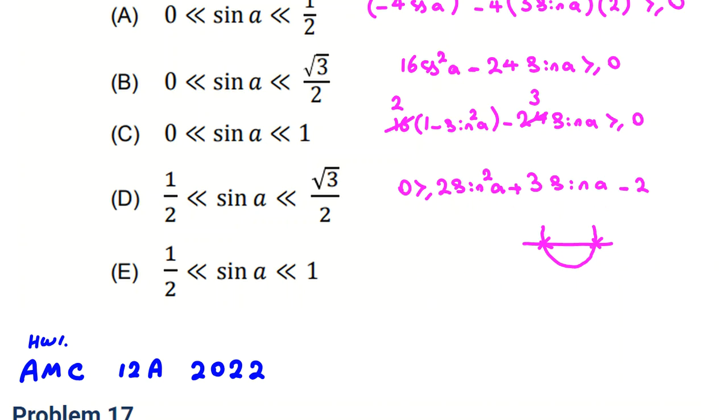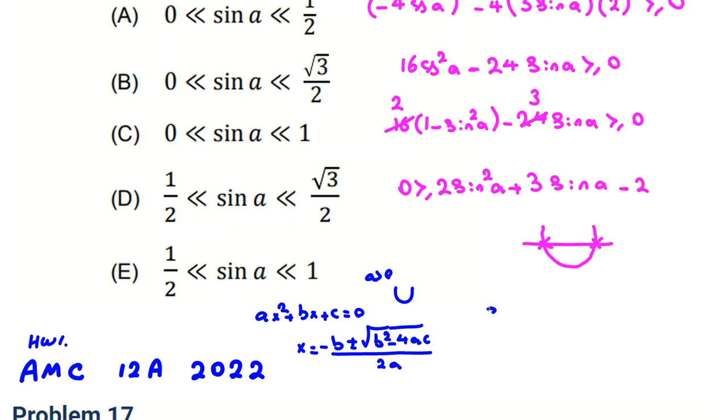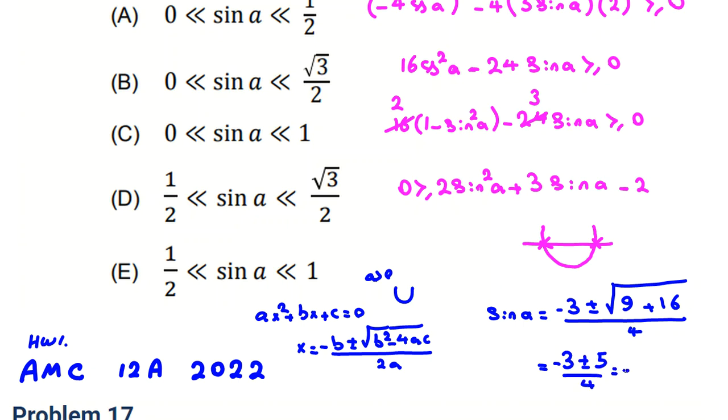So how can we calculate the roots? By the quadratic formula. If we have a x squared plus b x plus c equals 0, then x equals negative b plus or minus the square root of delta, or b squared minus 4ac, all over 2a. And when a is positive, this graph opens up. So sine a, the roots equal negative 3 plus or minus the square root of 3 squared, 9, minus 4 times 2 times negative 2, which is 16, all over 2 times 2, which is 4. So it will be negative 3 plus or minus 5 over 4. Negative 3 minus 5 is negative 8 over 4, negative 2. Negative 3 plus 5 is 2 over 4, 1 over 2. So one root is 1 over 2, one root is negative 2.